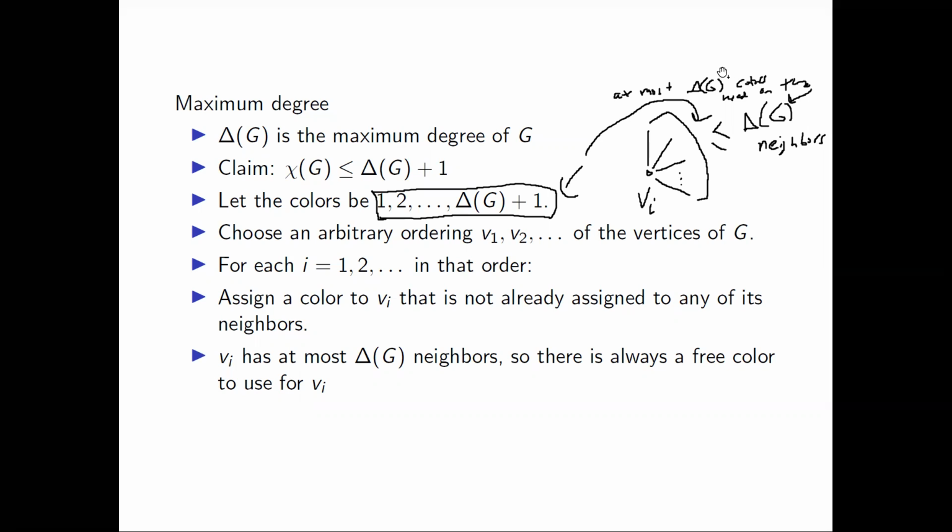And we just keep on going. I equals 1, 2, 3, and so on. We assign an unused color to each vertex. And we're always guaranteed to have an unused color because we have one more color than the maximum degree of any vertex.